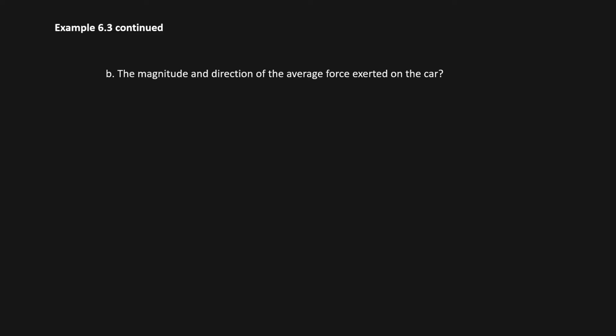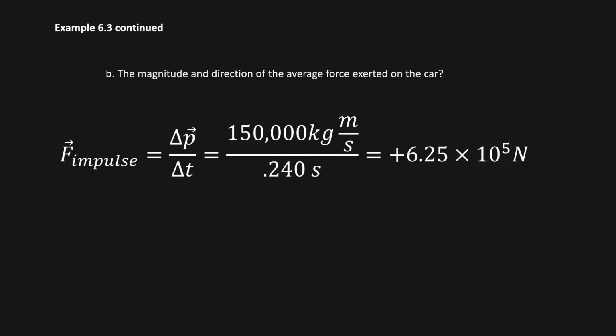B, the magnitude and the direction of the average force exerted on the car. So again, what is the impulse? That's what we're looking for. The magnitude and direction of the average force, or the impulse force. Okay, we know what the change in momentum is and we know the time. So we have our average impulse force, or our average force, 6.25 times 10 to the 5th newtons. A lot of force happening in a very short time.